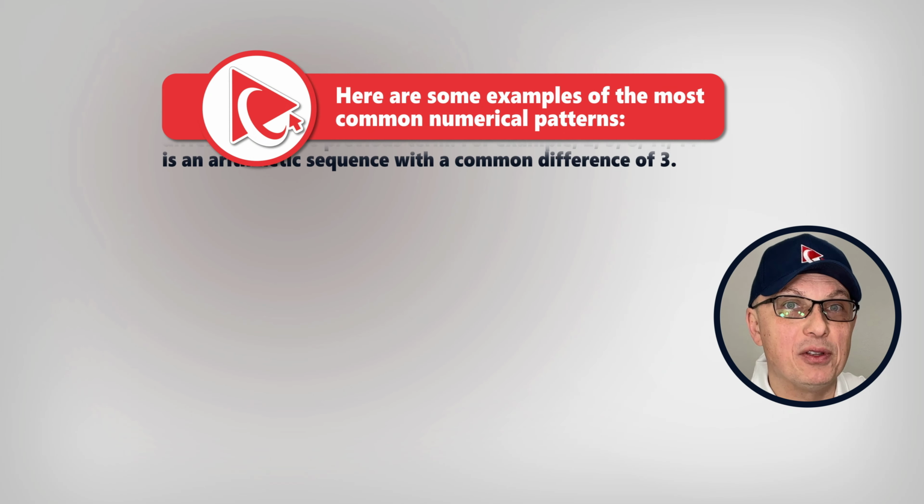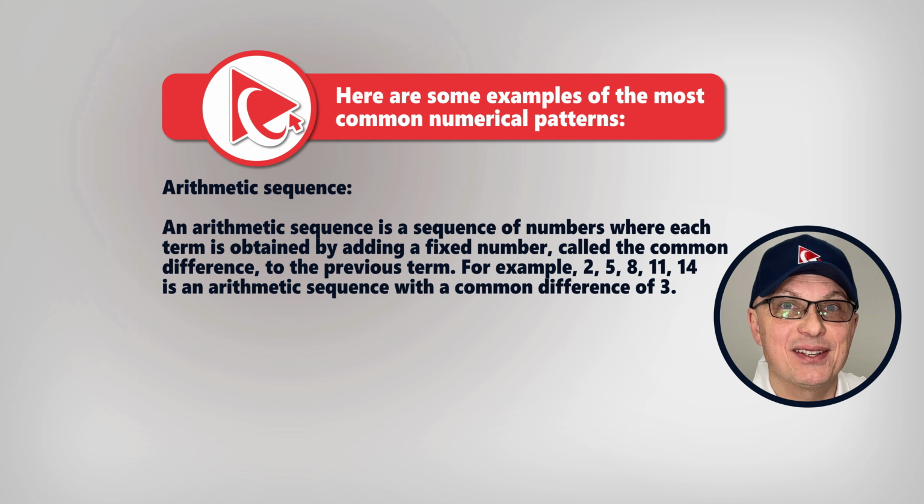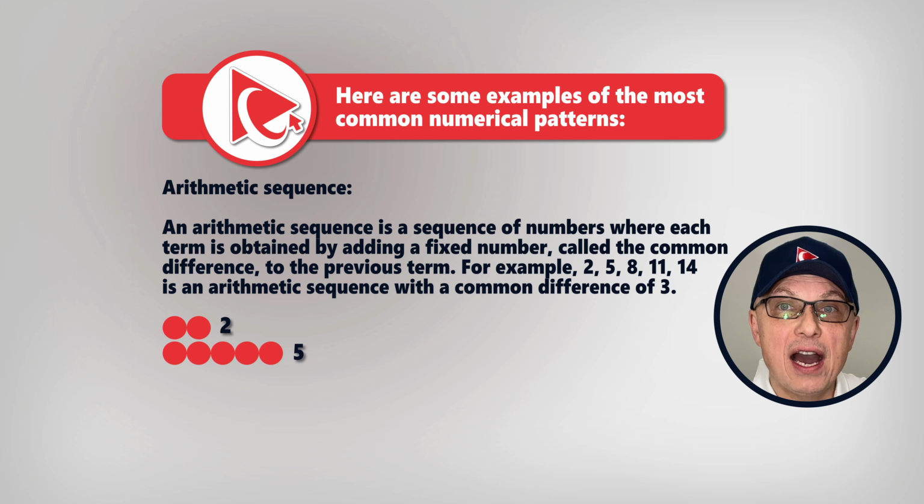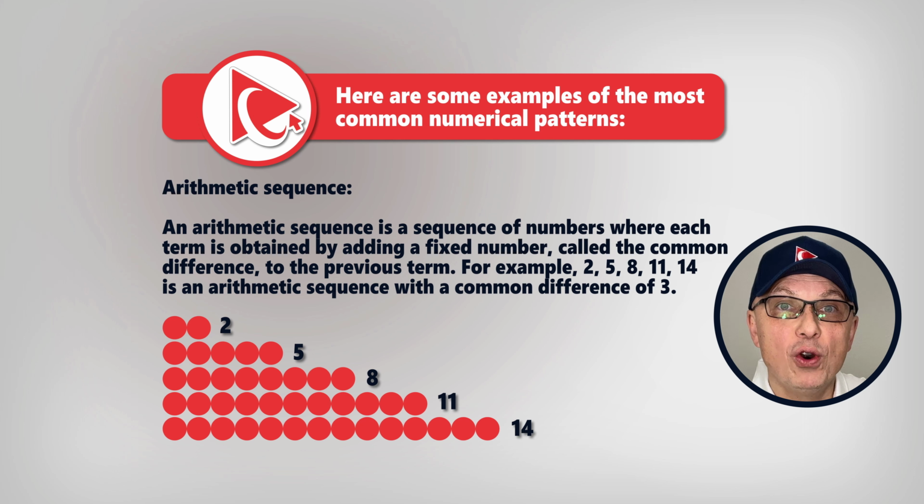One of the most popular patterns is the arithmetic sequence. The arithmetic sequence is a sequence of numbers where each term is obtained by adding a fixed number called the common difference to the previous term. For example, the numbers 2, 5, 8, 11, 14 represent an arithmetic sequence with a common difference of 3.